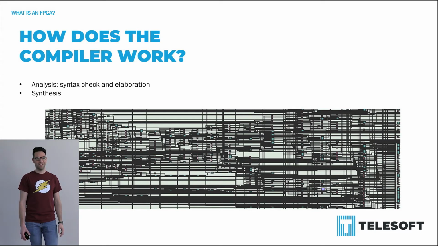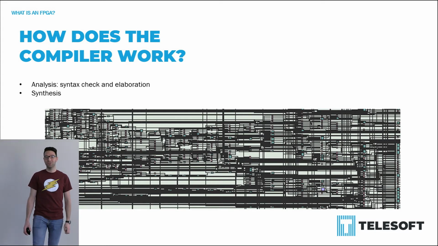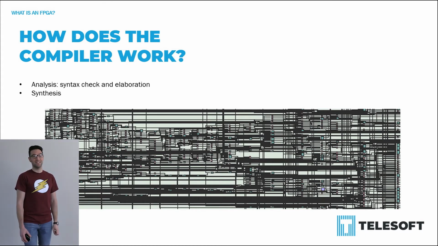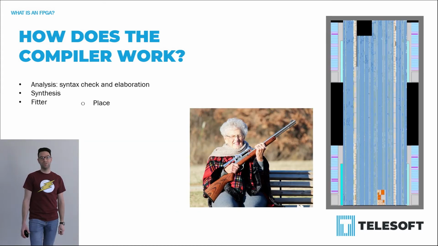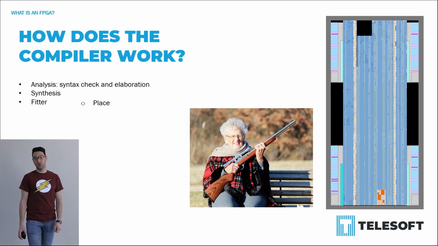The next stage is the tool will take your synthesized netlist, and it has to fit this to the device. Fitting comes in 2 stages. There's place and there's route. Granny with a shotgun here is representing the place stage. The first thing the compiler will do is get an initialization, or a starting point, for all of your logic on the target device. It does this with a semi-intelligent shotgun blast. It takes all of your logic and just chucks it on the device.